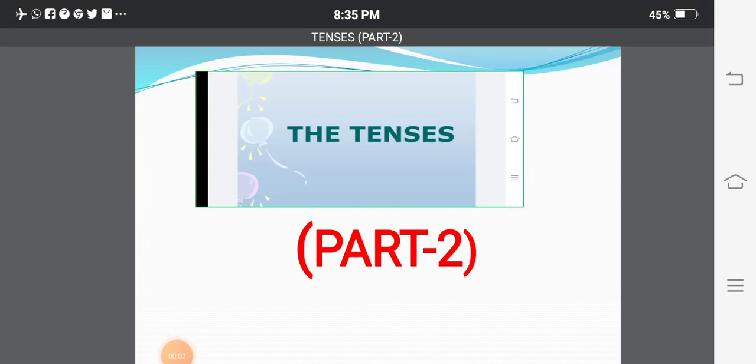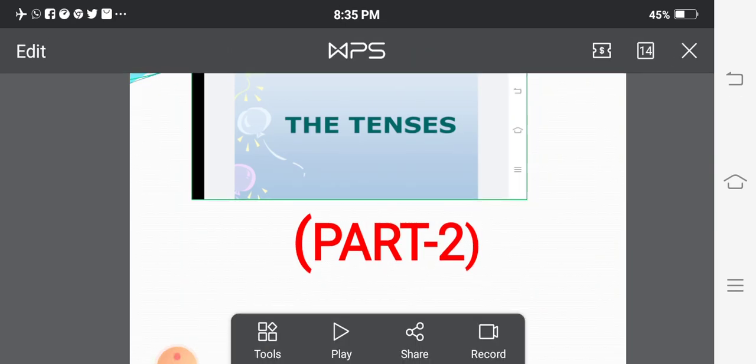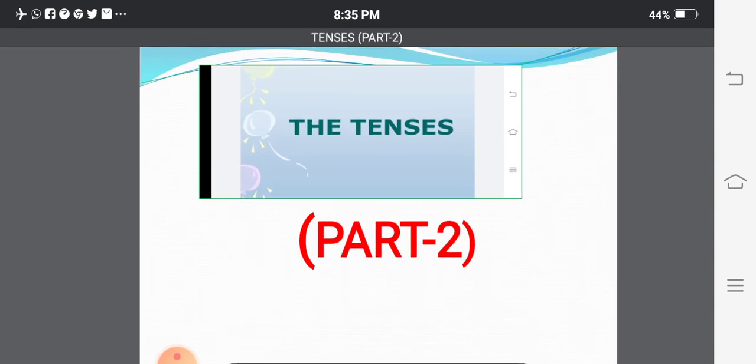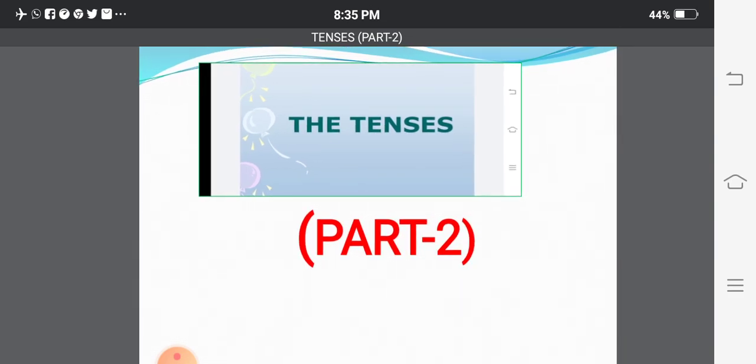In today's English classroom for class 11th, we have taken up the lesson from grammar, the tenses. We have already completed tenses part 1. So today we'll discuss part 2.